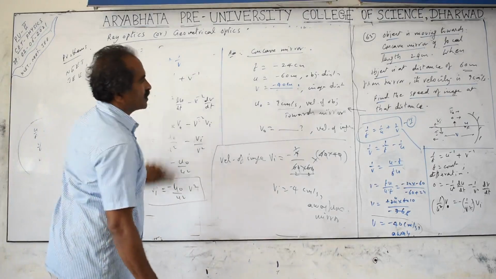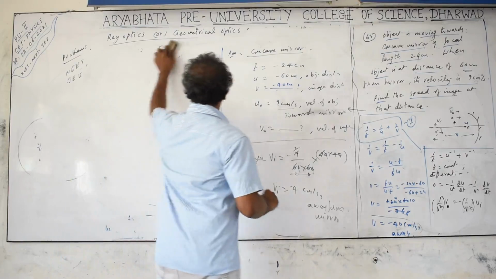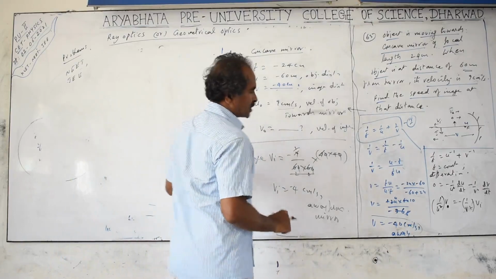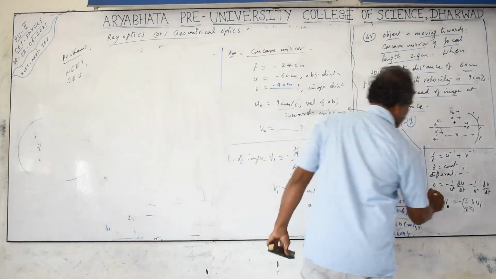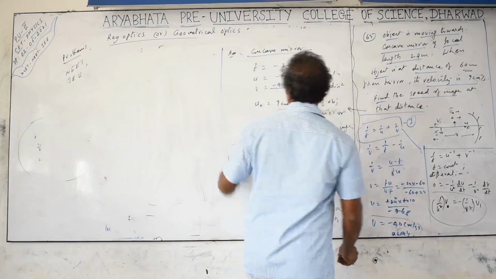This problem is also important for JEE. You have to remember the relationship directly from this relation for mirrors or lenses, or you can easily differentiate and get the expressions required.